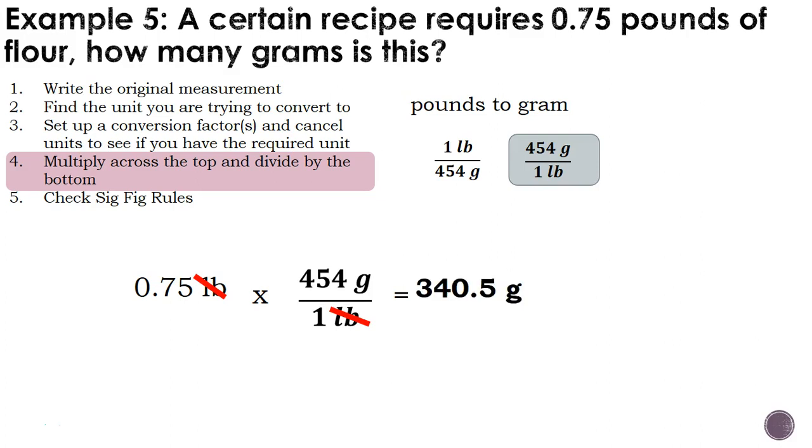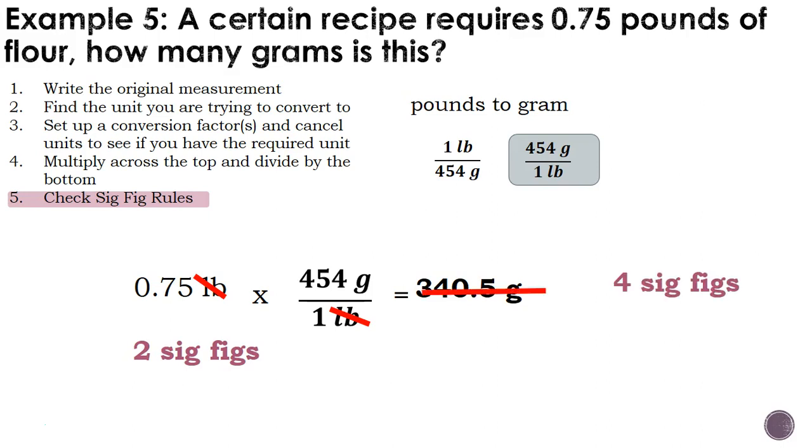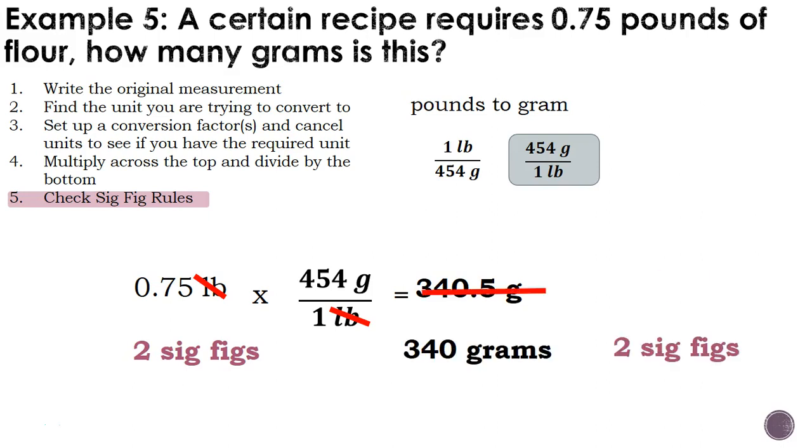When you divide that, you can see that we're going to have a certain number of sig figs. Our original measurement has 2 sig figs. Our answer right now has 4 sig figs. We want to adjust our number to just have 2 sig figs. Therefore, you should have had a final answer of 340 grams.